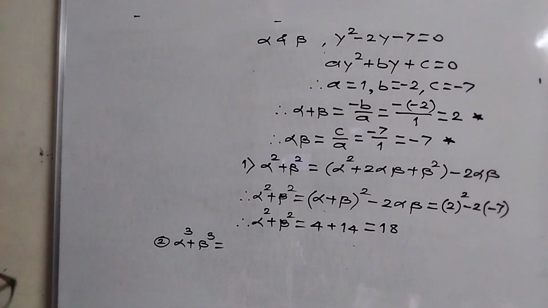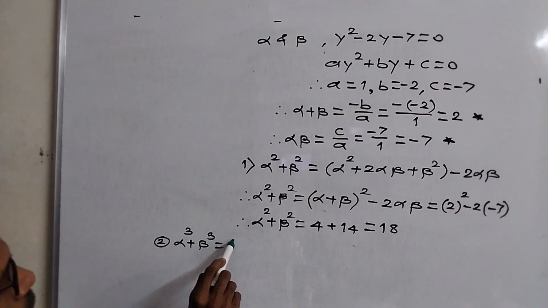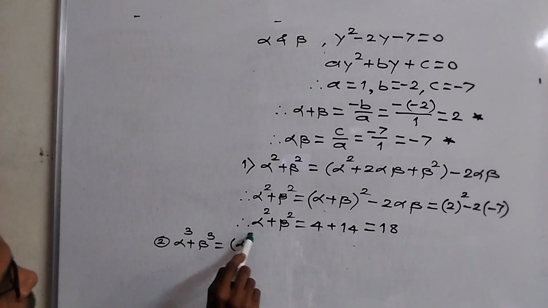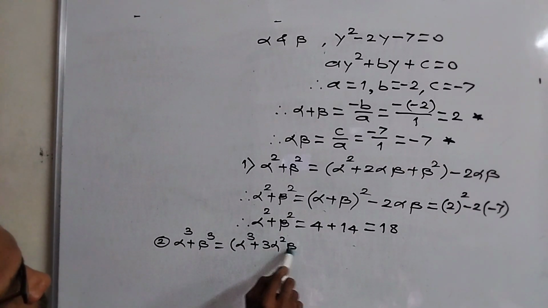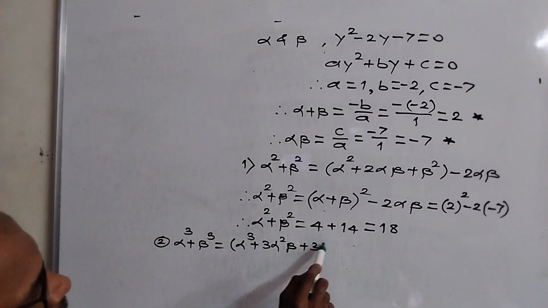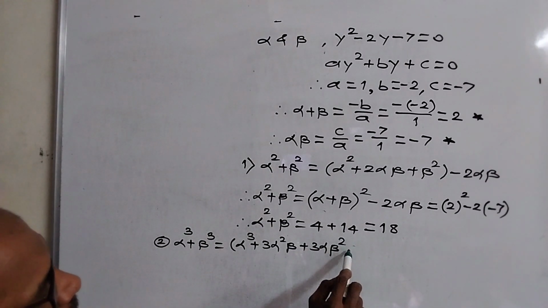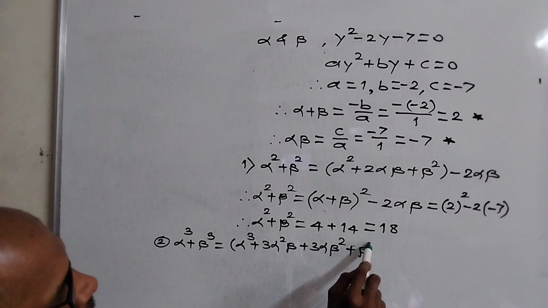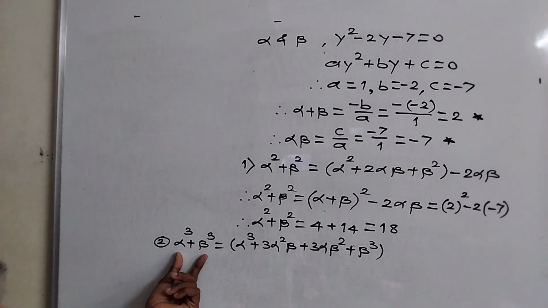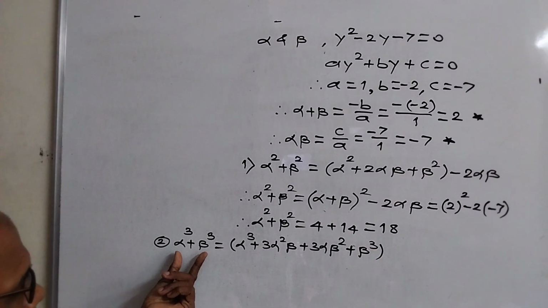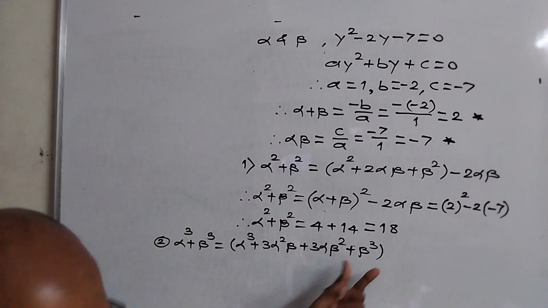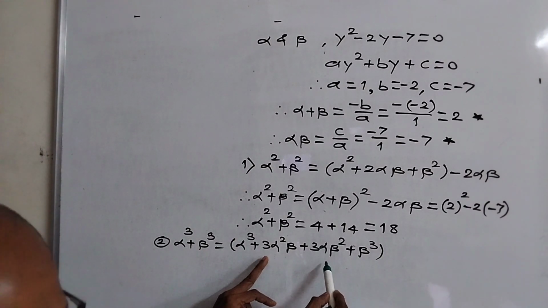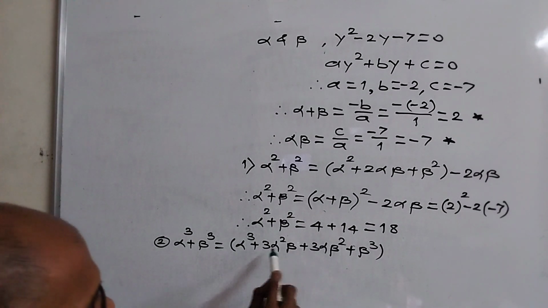Then second, find the value of alpha cube plus beta cube is equal to, now alpha cube plus 3 alpha square beta plus 3 alpha beta square plus beta cube. Originally we have here alpha cube and beta cube. Now these are additional terms.